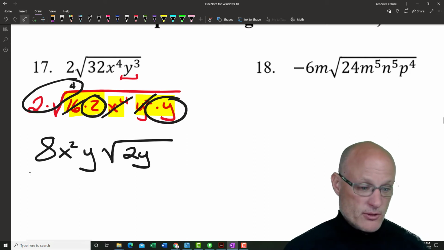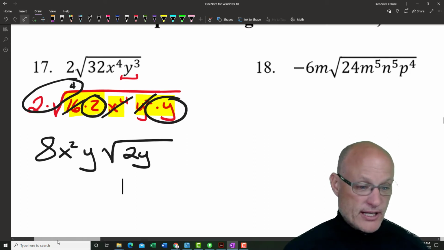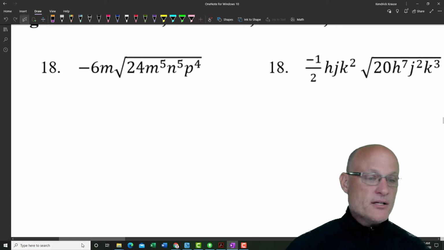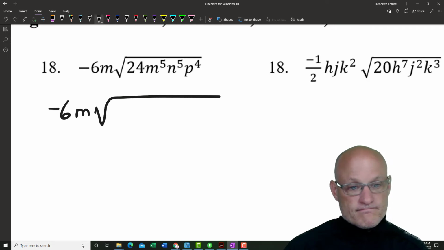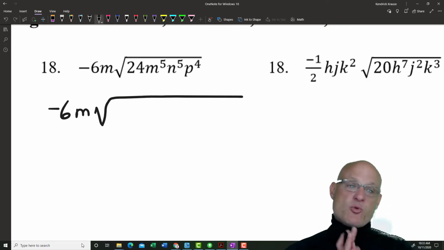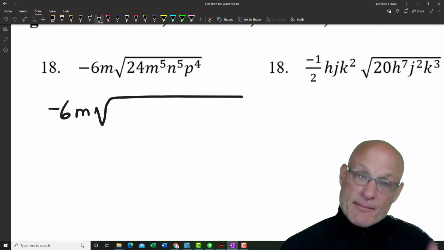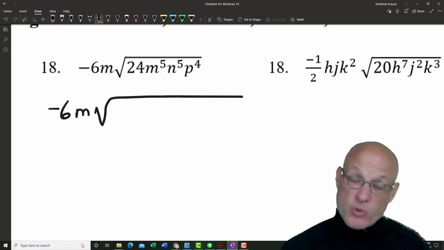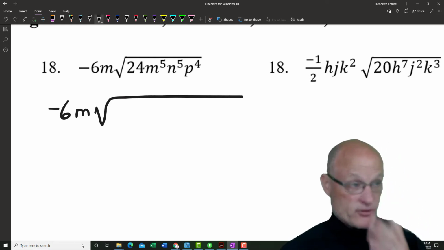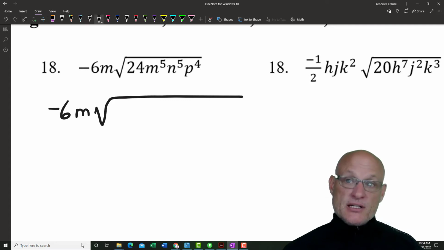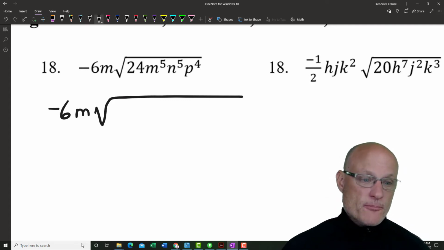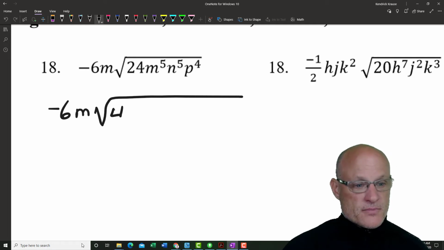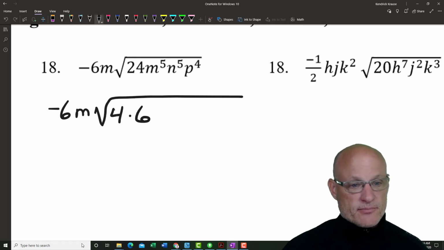All right, we're going to do another one. Rewind it and take a look at it if you missed something. All right, we're going to leave the negative 6 and the m out front. Now, we're going to take 24 and divide by 2. That's 12. Well, 12 is not a perfect square, so that's not going to work for me. 9 doesn't go into 24. 4 does. So we're going to do 4 times 6.